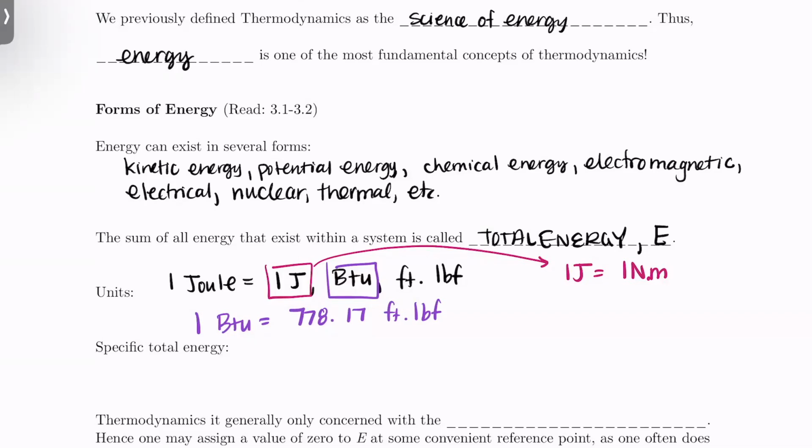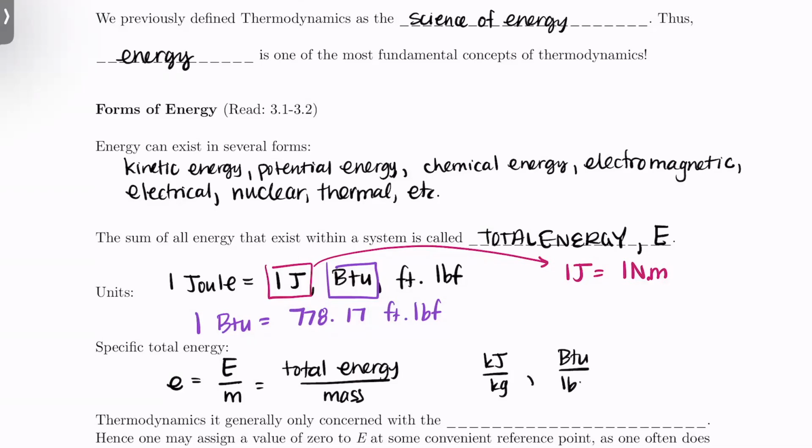We also have specific total energy. Just like when we talked about specific measurements in the last unit, we're dividing by mass. Specific energy is going to have a lowercase e, which is the convention we've been using. So we have the total energy divided by the mass of the system. This is going to have units of kilojoules per kilogram or BTU per pound mass.